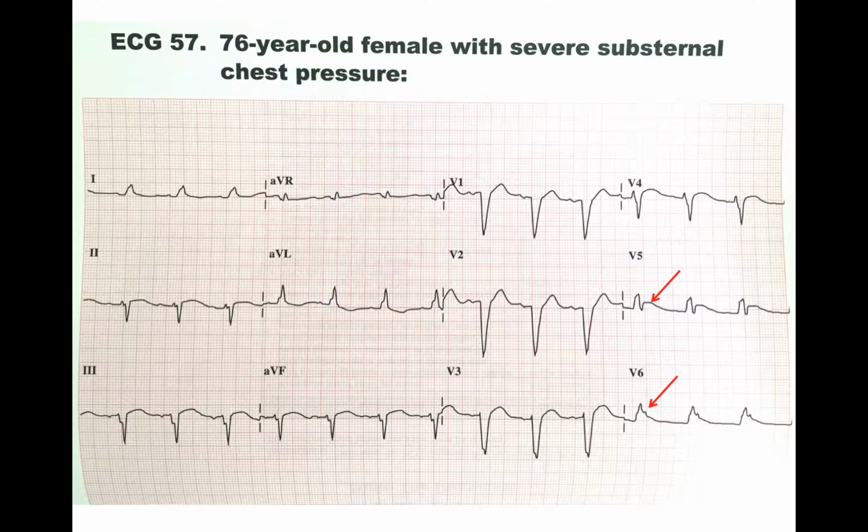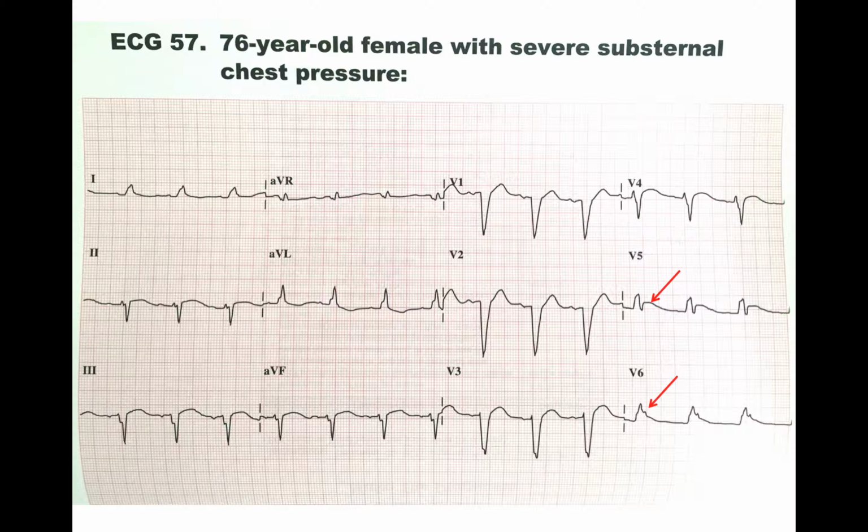And you look at the QRS and see, are there any widened QRS complexes? And yes, you do appreciate that in V5 and V6. Also, you can appreciate a little bit in V2 and V3. So definitely there is a widened QRS complex.